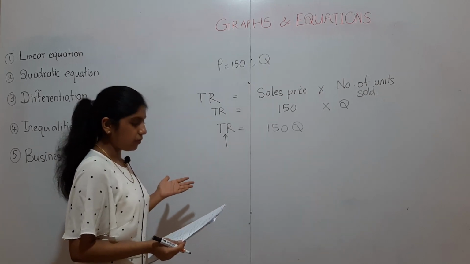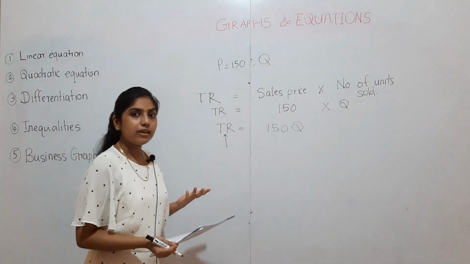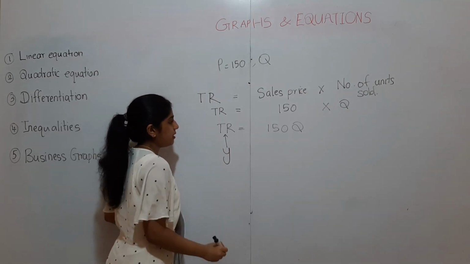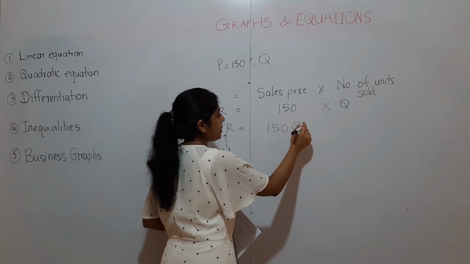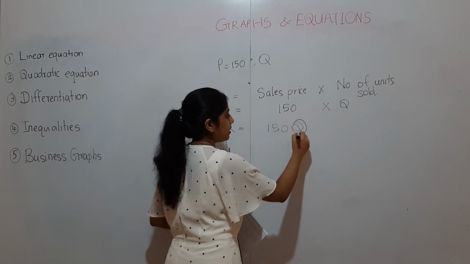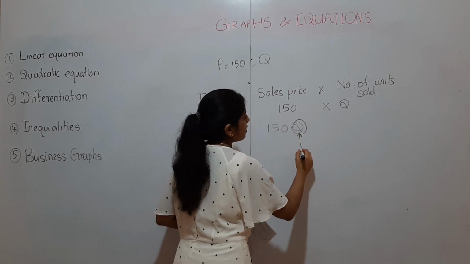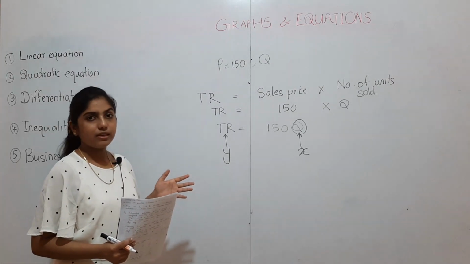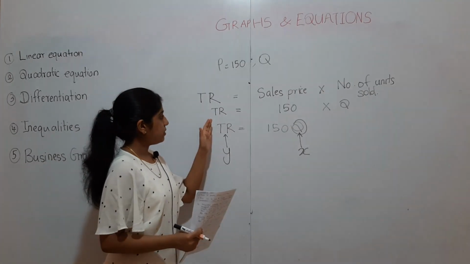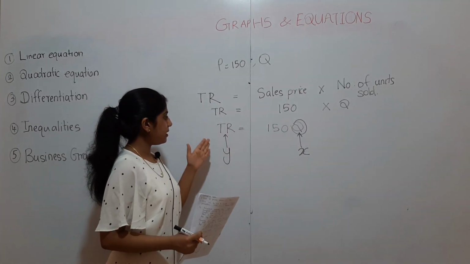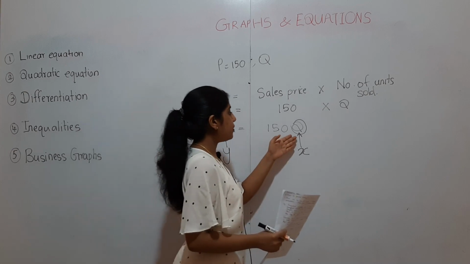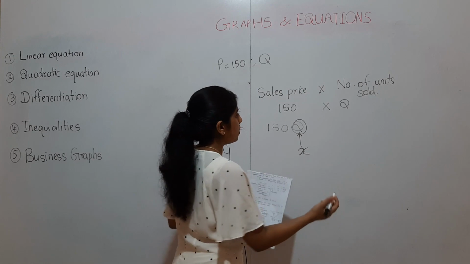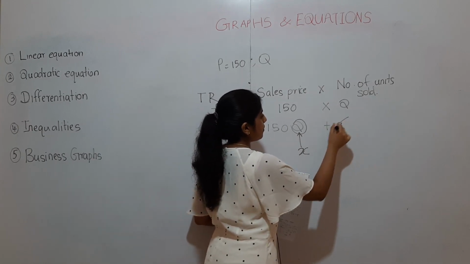I told you, if they are telling you to express something, find an expression for a particular component, then that starting component is only the y-axis. And whatever gets multiplied by some unknown thing, that unknown thing is only the x-axis. Remember that very well. So TR is the y-axis and Q is the x-axis. Hence, there is no A.